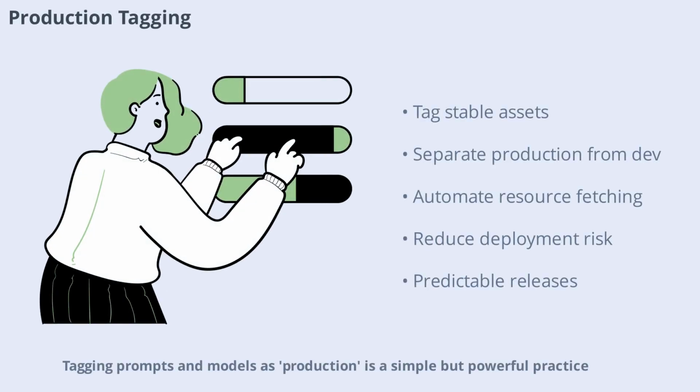Tagging prompts and models as production is a simple but powerful practice. It clearly distinguishes stable, tested assets from experimental or development versions. Automated systems can then fetch only production-tagged resources, reducing the risk of deploying untested changes. This tagging system supports safe, predictable releases.